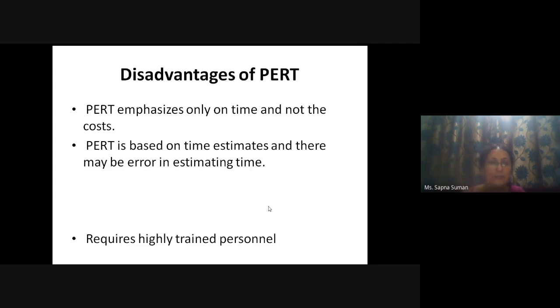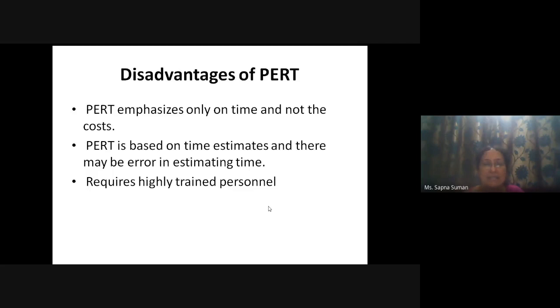Okay, and at the same time it requires highly trained personnel. ओके, जो भी ह्यूमन रिसोर्स है जो इस टेक्निक का उपयोग कर रहे हैं उनको हाईली ट्रेन्ड होना है, उनको प्रशिक्षण प्राप्त होना चाहिए. They should be aware of this technique PERT, and there are several things in this PERT: calculations, estimations, PERT chart, और इसलिए बहुत अच्छा प्रशिक्षण होना चाहिए उनके पास. Okay, this is also one of the limitations.